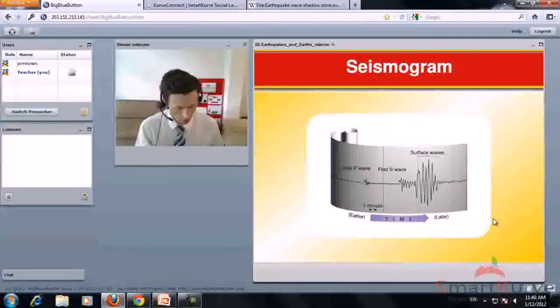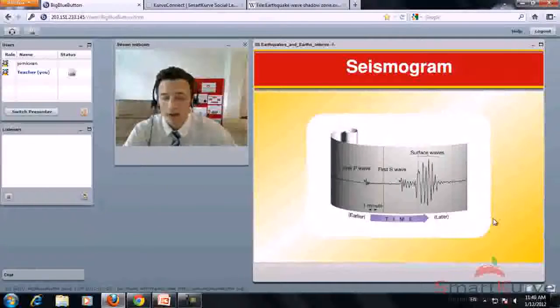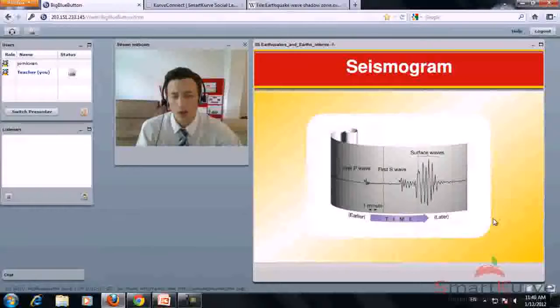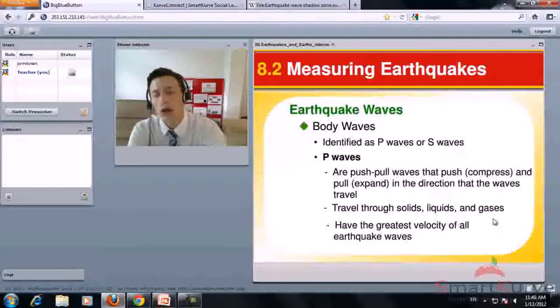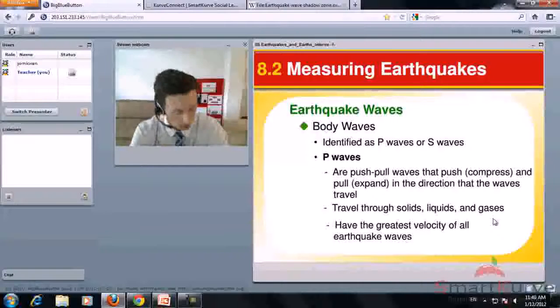One thing I want you to notice about this are those foreshocks. The first P wave and the first S wave. Now let's take a closer look at that to learn what exactly is a P wave and what is an S wave. On the next slide, 8.2, measuring earthquakes with earthquake waves. Our body waves can be either P or S waves, as we saw on the previous slide.